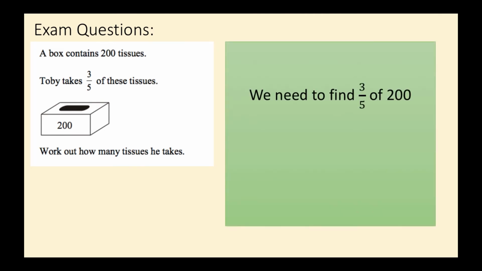So we need 3/5 of 200. 200 divided by 5, because it's on the bottom, is 40. And 40 times by 3 is 120. He takes 120 tissues. Why you would need 120 tissues, I have no idea. But there you go.